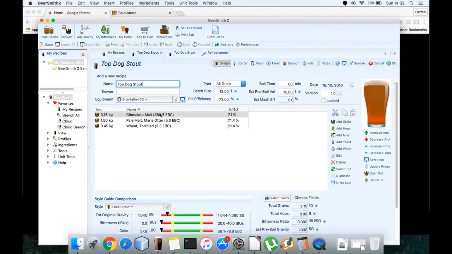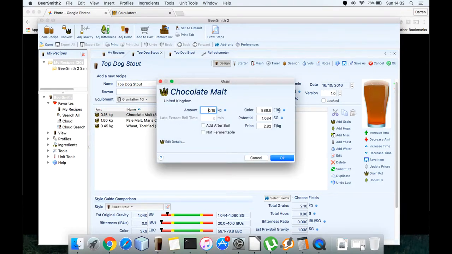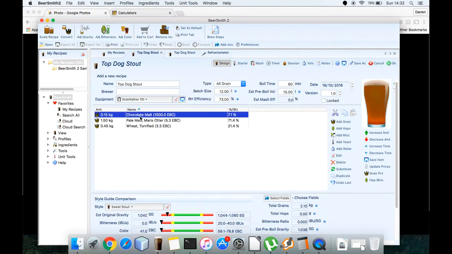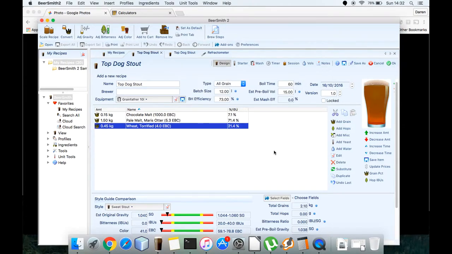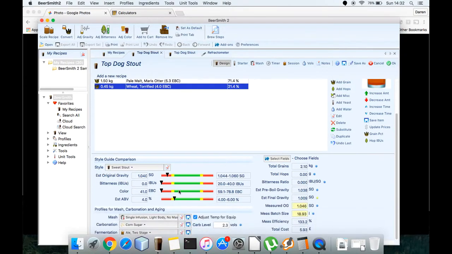Now with my chocolate malt, I know it's actually got a higher EBC than that. I think it's actually 1000 EBC, so I'm going to up that. My pale malt is configured correctly, but I think this is actually for EBC, so we'll up that as well. So we look down here, we actually got the original gravity here, which is about right, but it's a little bit low.